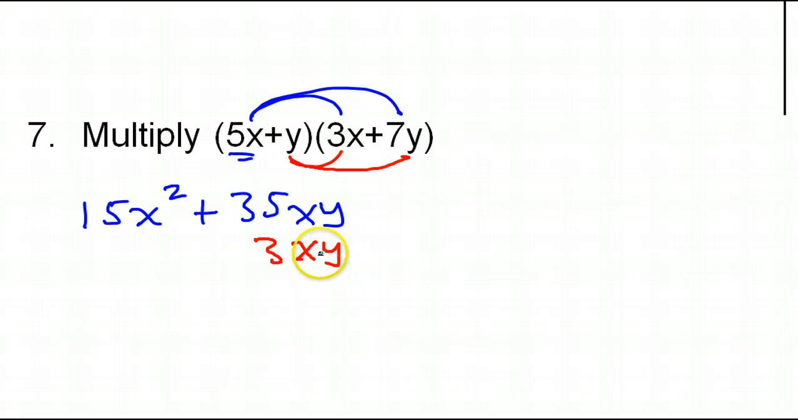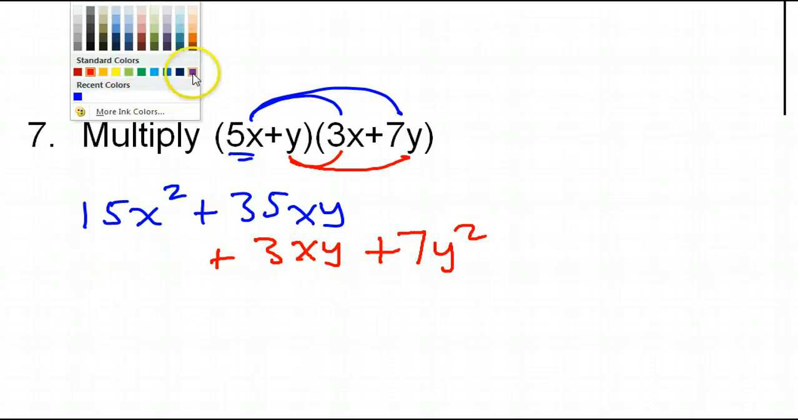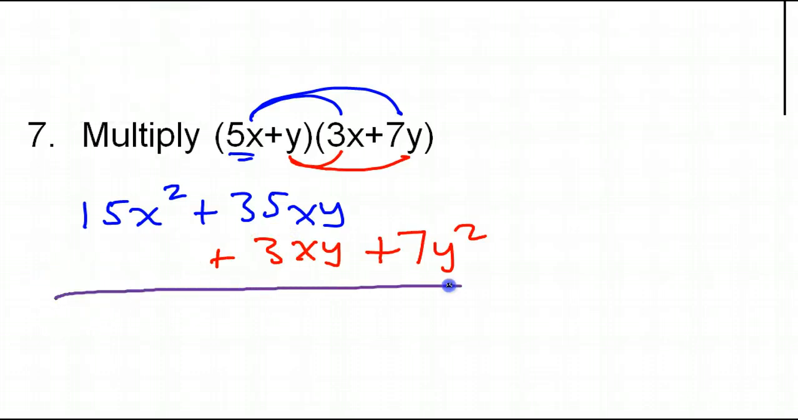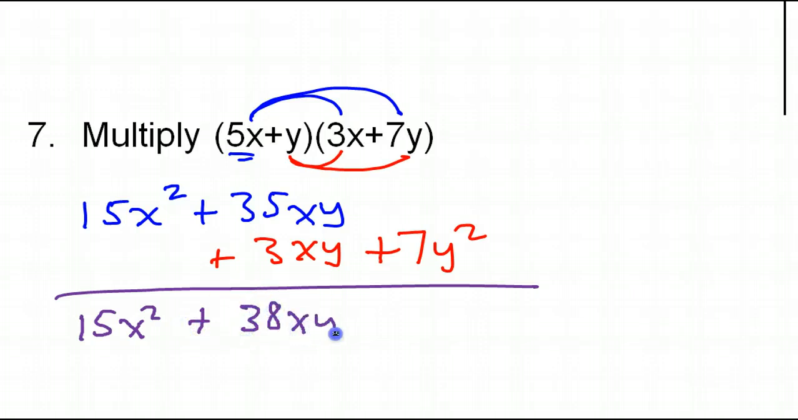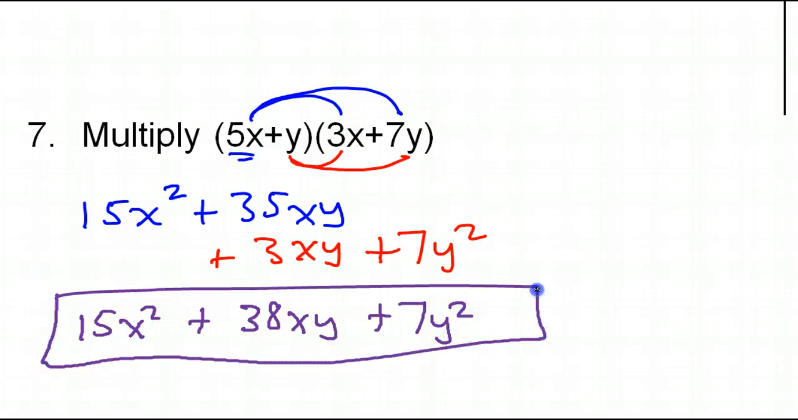Alright, just put them in alphabetical order. Y times 7y is 7y squared. Notice how I line up my like terms. You should do that. It's cool. Now, combining like terms, I have 15x squared plus 38xy plus 7y squared. So there's your answer to number 7.